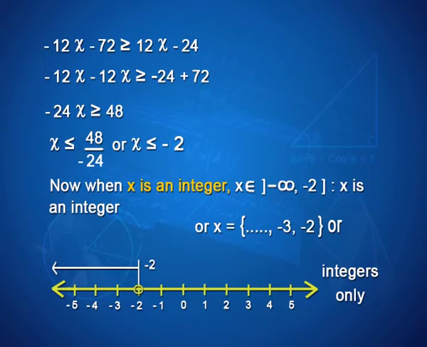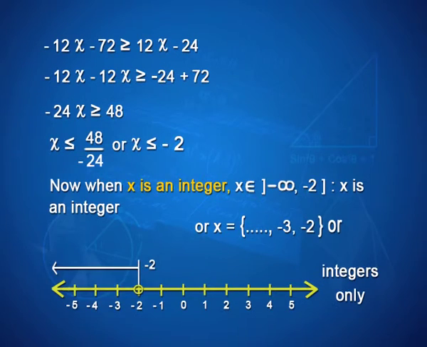Now, let us express our answer when x is an integer in terms of interval, set and number line. X belongs to minus infinity to minus 2 interval with open bracket at minus infinity and close bracket at minus 2 such that x is an integer. In the set form, it will be expressed as shown on the screen, and it has to be expressed on the number line. It will be again as shown on the screen.